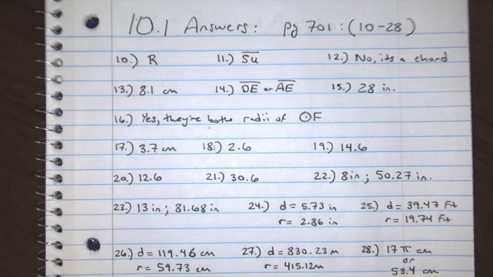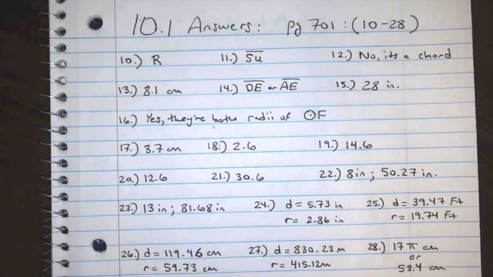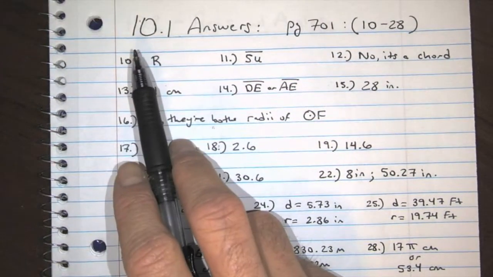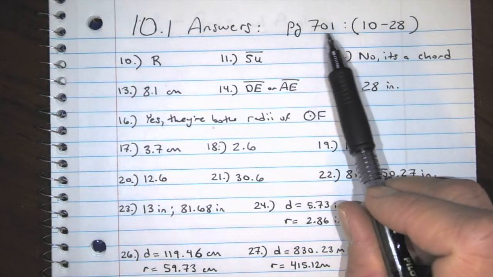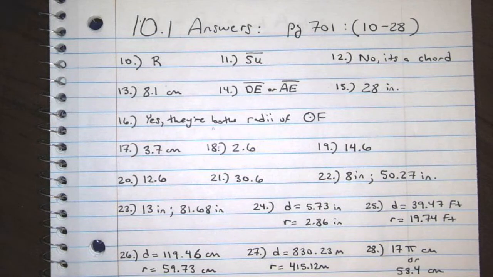So, as always, I'm going to start off with some answers from the homework. Here they are. This is your homework from 10.1. It's 10 through 28, all on page 701. Hopefully this assignment went pretty quickly. I didn't hear any complaints. For the most part, it looks like some of you did this homework assignment in about 15 minutes, which is good. It's supposed to be an easy assignment.